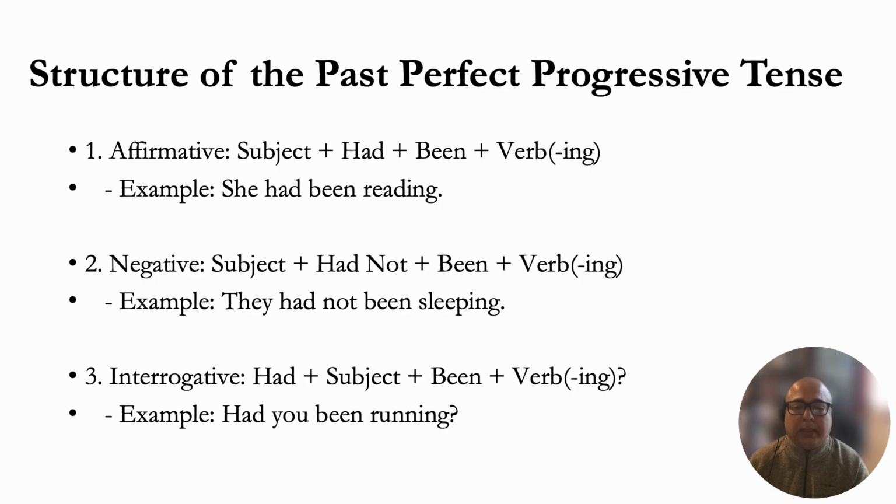And how do we make it an interrogative sentence? Just move the had before the subject, right? So, had you been running? Or they had been running. Past perfect progressive. Running, ongoing action. They had been running. How do we ask a question? Had they been running? Yes, they had been running. Or, no, they had not been running.